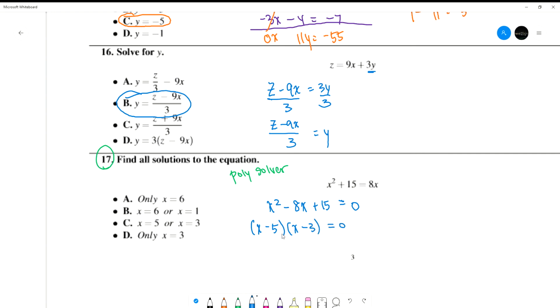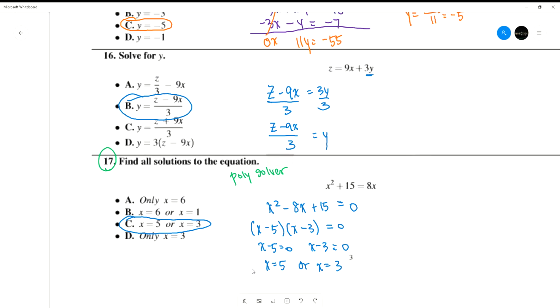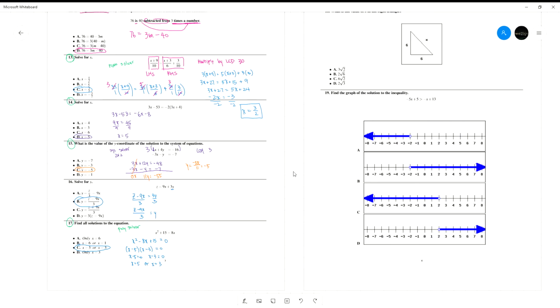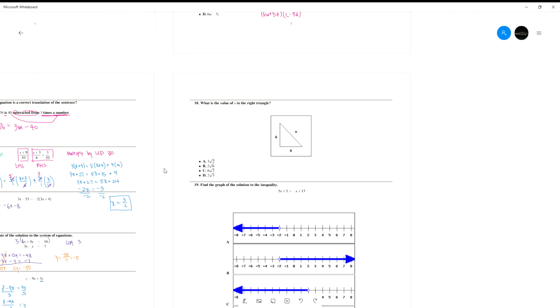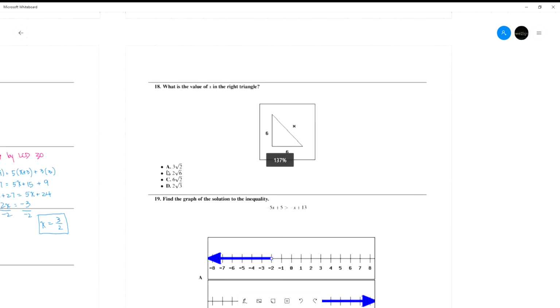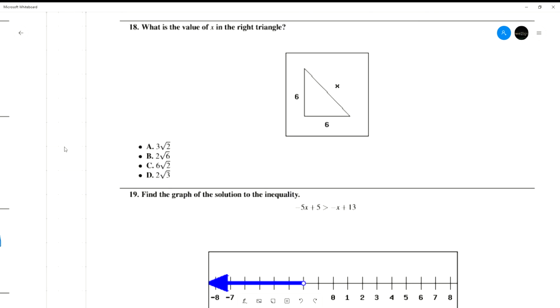And then using the 0 factor rule, or the 0 product rule, you got x minus 5 is equal to 0, or x minus 3 is equal to 0. Solve for x, we add 5, we get x is equal to 5, or x is equal to 3. So 5 or 3 is C. Okay, not bad at all. So that's the first page. That took 28 minutes. Oh, it's the third page, sorry. Up to the third page took 28 minutes. We are almost done.